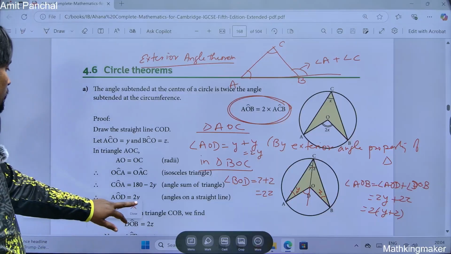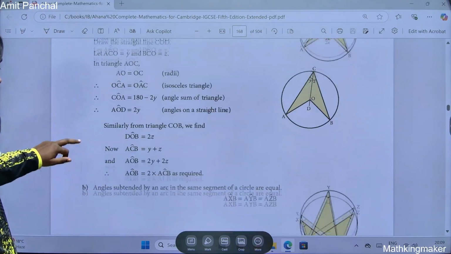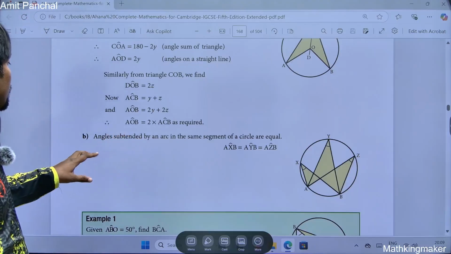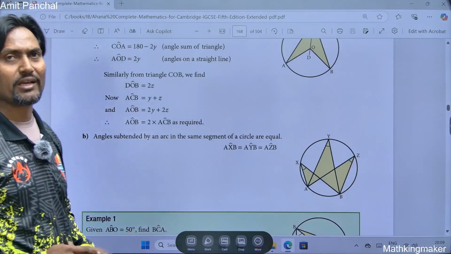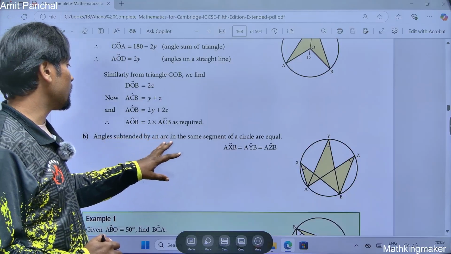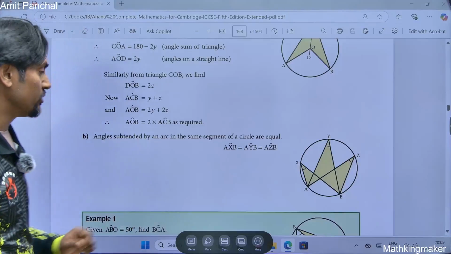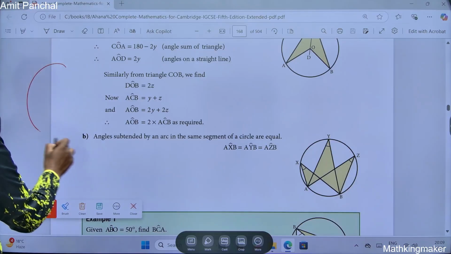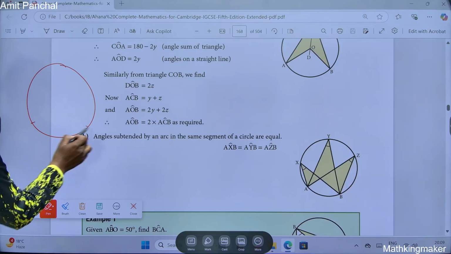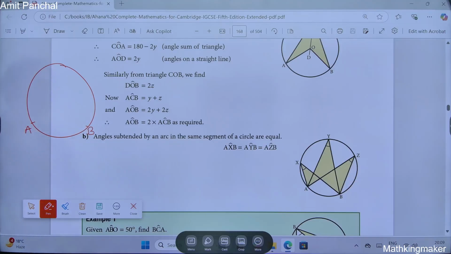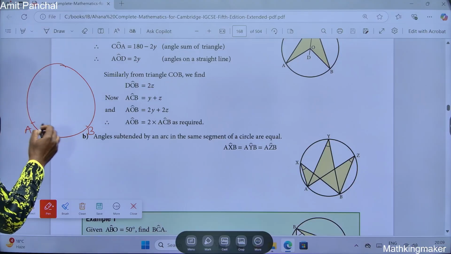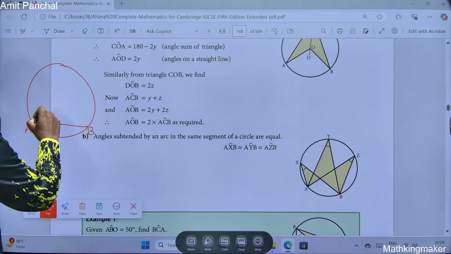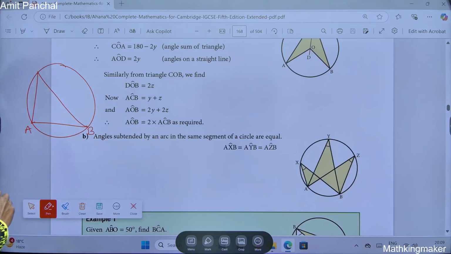Okay, very nice. So we move forward. Now this is another very important theorem. Angles subtended by an arc in the same segment of a circle are equal. Let me show you the meaning of this theorem. If you have a circle and this is your arc AB, this is your chord AB. This chord is making this angle in the circle.